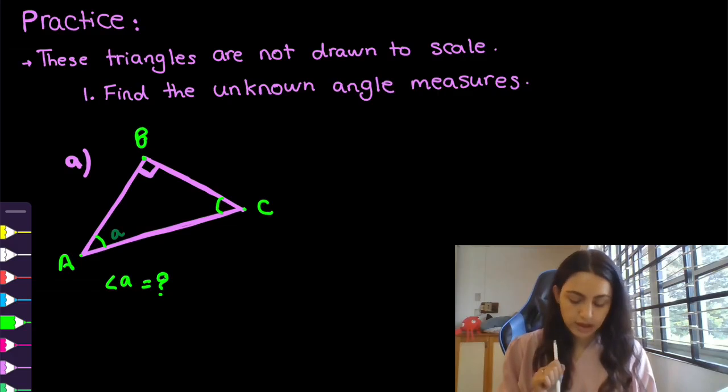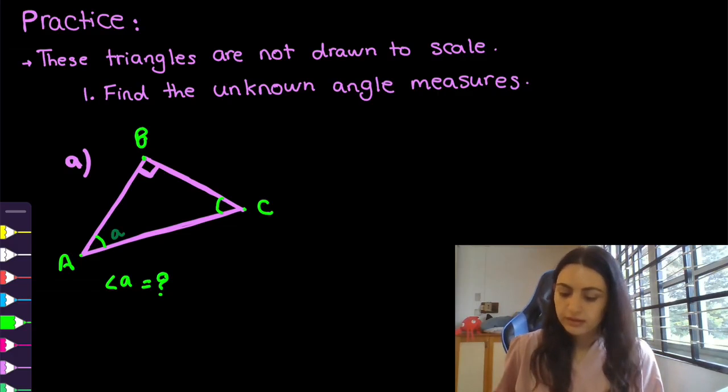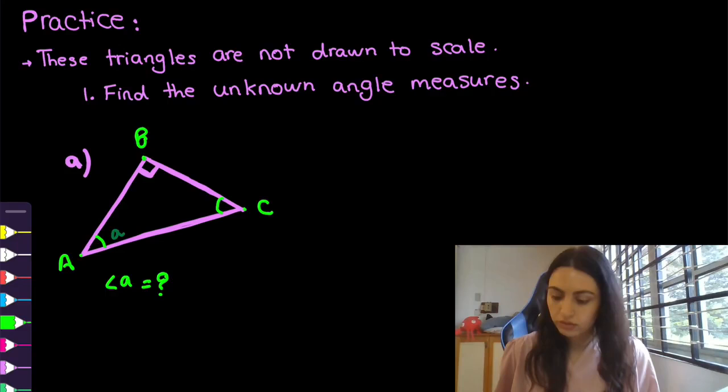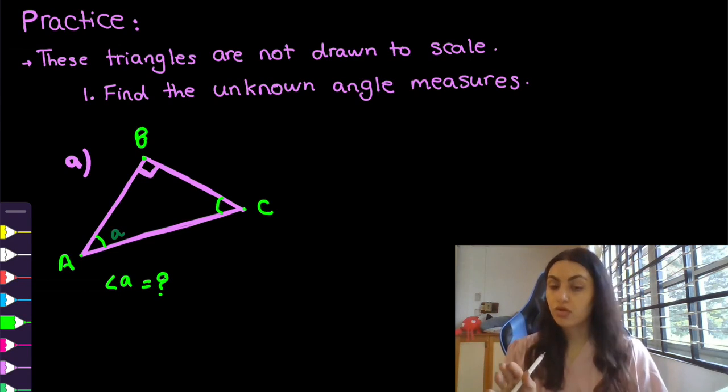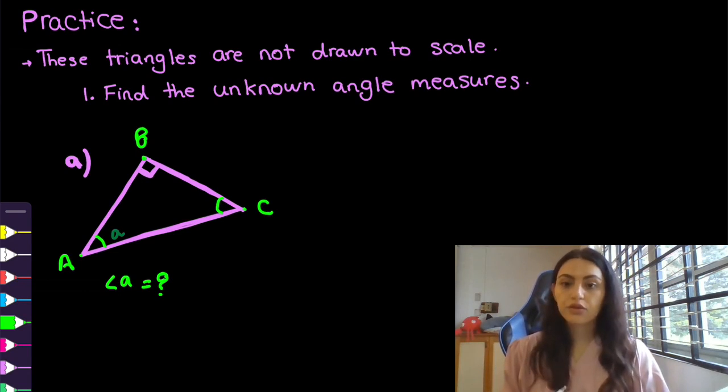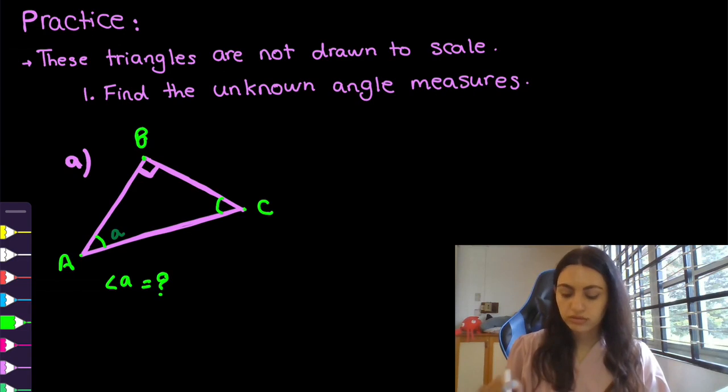Practice number two on page 101. These triangles are not drawn to scale. That means you cannot use a protractor to measure the angles. These questions are only for looking at the numbers and calculation, and knowing and applying the rules. No need to use the protractor, and you cannot. That's why it says not drawn to scale.